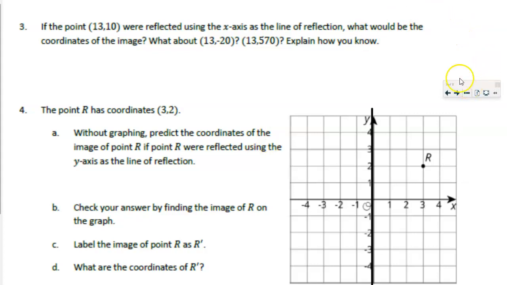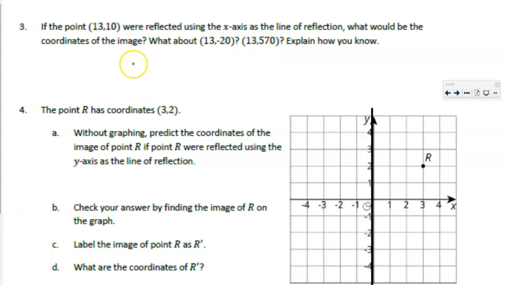number 3. I believe that's on the next page for you guys. So we're not graphing this one this time, but based on what we saw, based on what we know now, if the point (13, 10) were reflected using the x-axis as the line of reflection, what would be the coordinates of its image? What if I reflected (13, -20) or (13, 570)? What's going to happen with those? Go ahead and discuss that with your tables. I'm going to pause the recording as you do so.